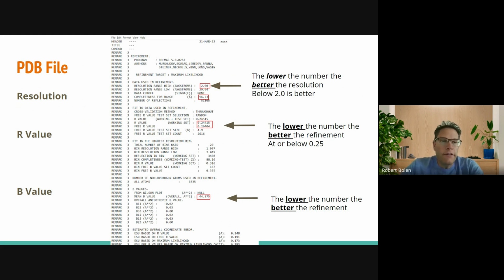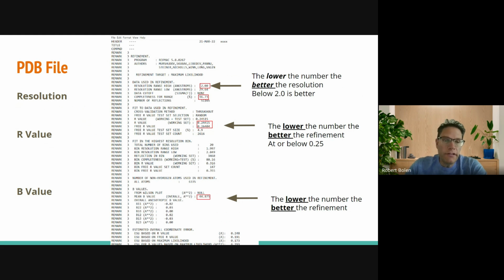The other number we look at is the R value. And the R value is a measure of the comparison between the model and what we actually have. And the lower that number, the better the refinement. So generally, we try to pinpoint an R factor at or below 0.25 as a starting point. And ideally, if we can get that below 0.2, once we're done refining, we know we've done a really good job on our protein. The other one is the B value.